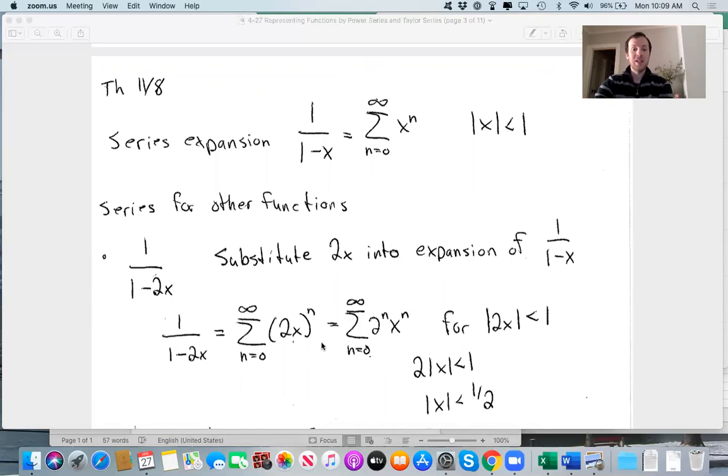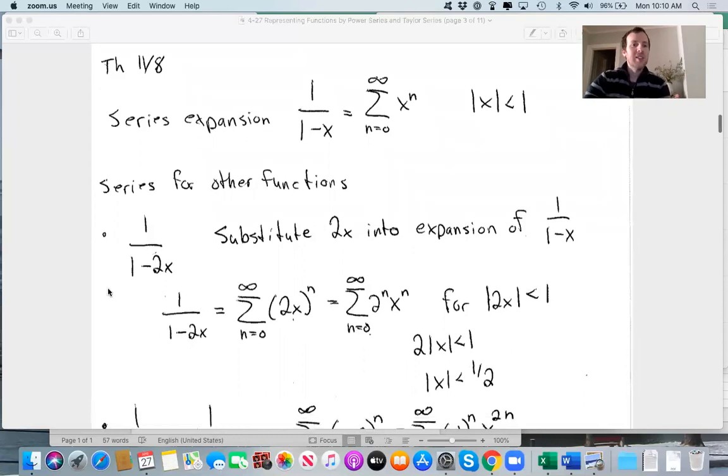And the key here is, just like in the original case, this converges when whatever is being raised to the n has absolute value less than 1. We get the same inequality here. Now it's 2x that we're subtracting, so it's 2x raised to the n, and 2x has to have absolute value less than 1. So by making this substitution, we get a different interval, but we still know that on this interval, this series and this function are the same. This series represents this function.